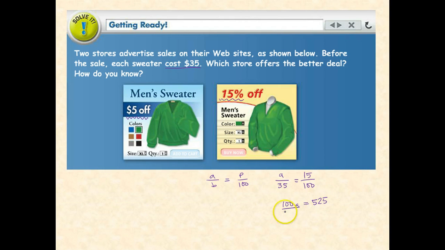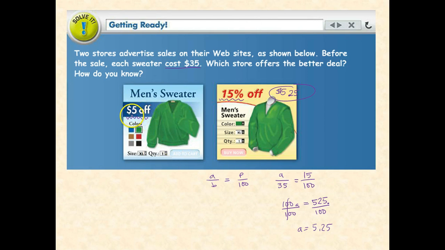Then I'm going to divide by 100. Dividing by 100 moves the decimal place 2 to the left. Right now it's 525.0. If I move it 2 to the left, it would be $5.25. So it looks like the 15% off was $5.25, which is kind of a better deal than $5 off. Hey, that's a quarter in my pocket.